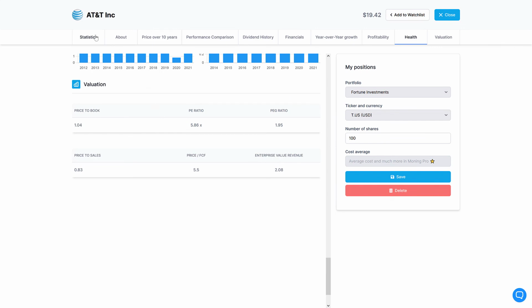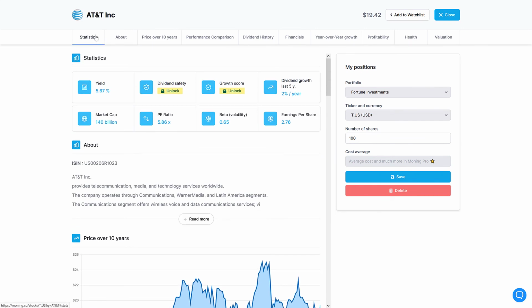Moning gives you rich, comprehensive insight into the health and history of any given stock so that you can make confident, well-informed decisions as you add to your portfolio.